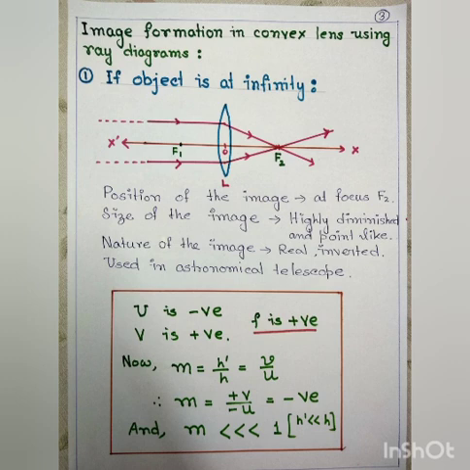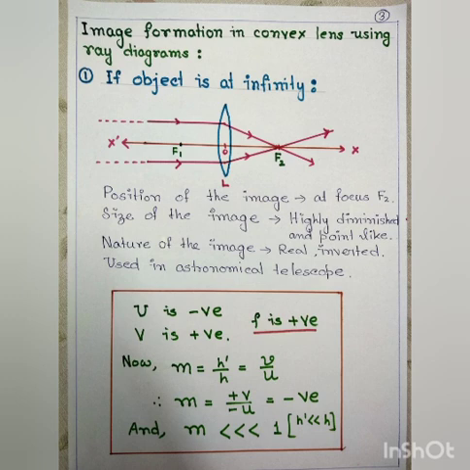Now we know magnification is equal to h prime by h, or v by u. If you substitute the value of v or u with its proper sign, what magnification will you get? Magnification m is equal to plus v by minus u. Therefore, you will get magnification with a negative value. And here, as the image is highly diminished, magnification will be very much less than 1.